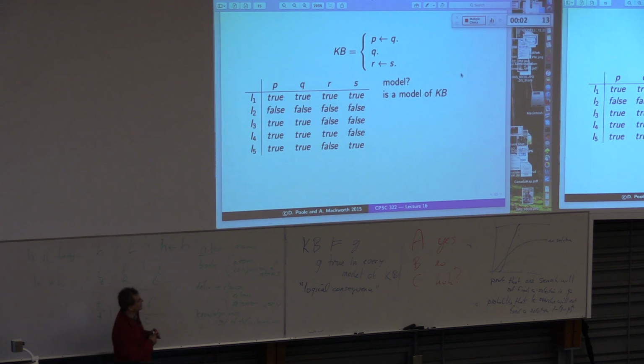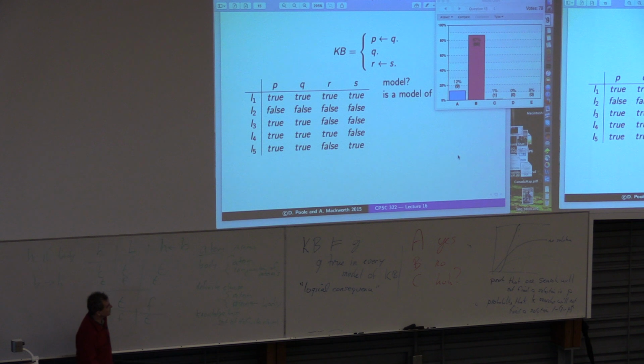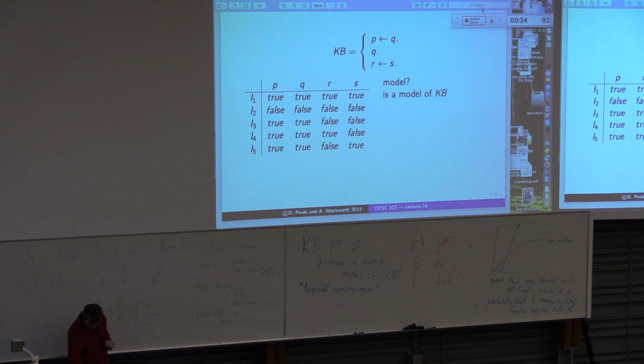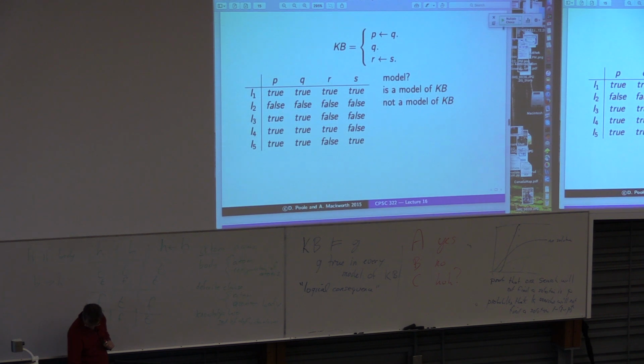What about I2? Is I2 a model? Everything is false. Right, it's not a model. Why is it not a model? Because of Q. Q's got to be true for it to be a model. So there's a clause in the knowledge base that's false in this interpretation. So it's not a model.